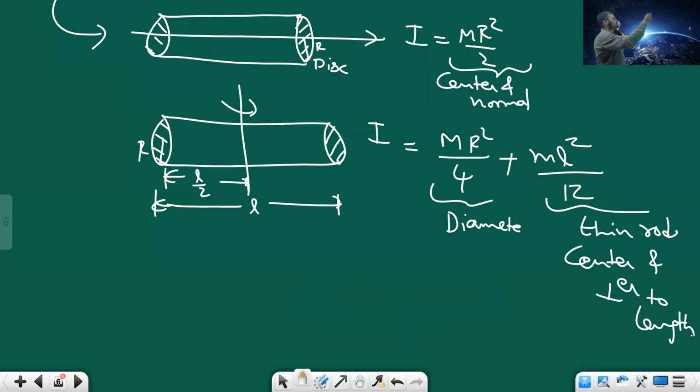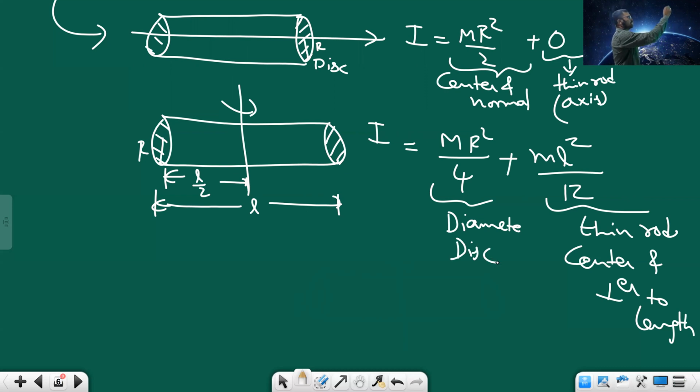Sir, previously also it is a solid cylinder only, no sir? There also we need a ring, disc and thin rod, but you didn't discuss the thin rod. Thin rod along the axis, the moment of inertia is 0. When you observe, the moment of inertia along the axis of the thin rod means 0. Here, disk diameter, thin rod.